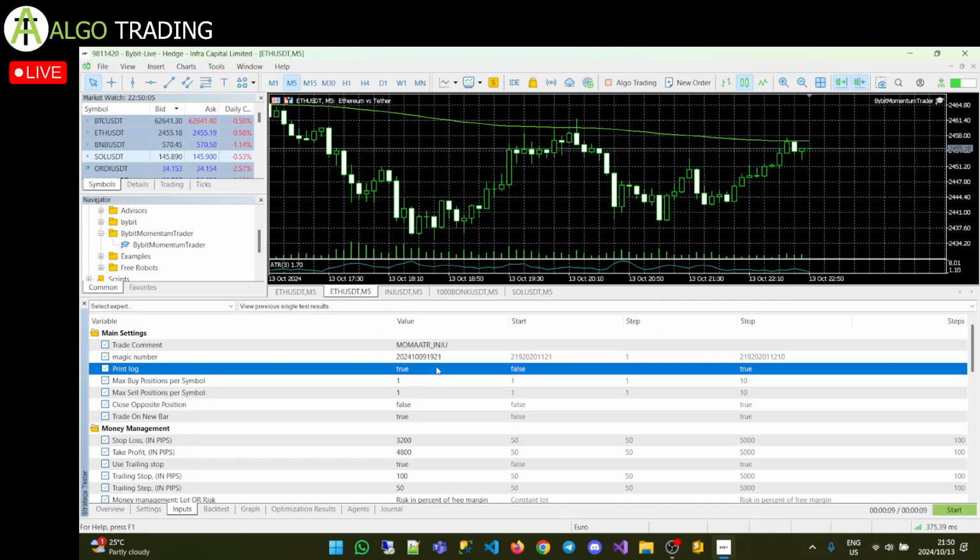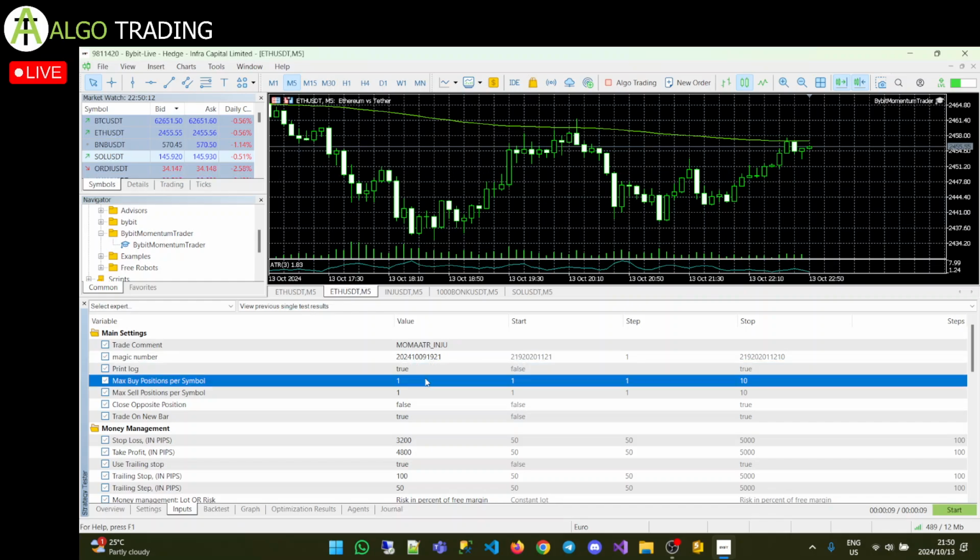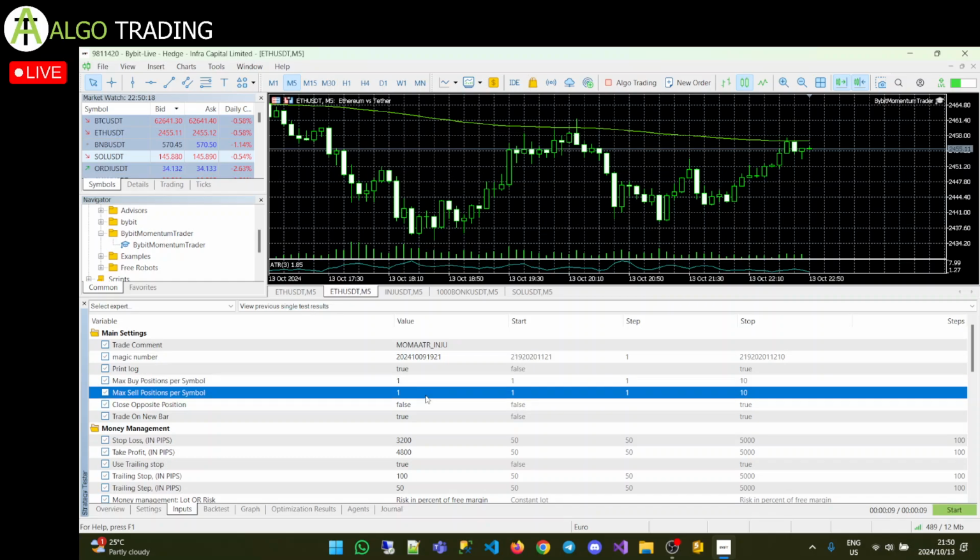Print log is just, if you want to print out errors or print out your trades, you turn print log on or off. Max buy positions tells you how many buy positions you can have open at the same time, and how many sell positions you can have open at the same time.